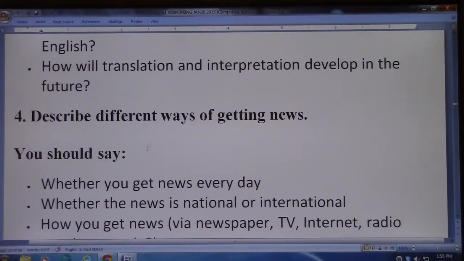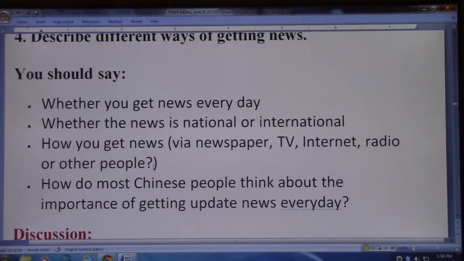Describe different ways of getting news. This is about news and journalism. You should say whether you get news every day, whether the news is national or international, how you get news via newspaper, TV, internet, radio, or other people, and how do most people in your country think about the importance of getting updated news every day.